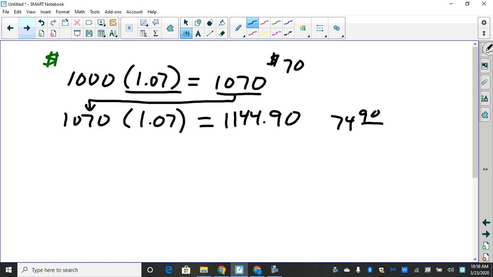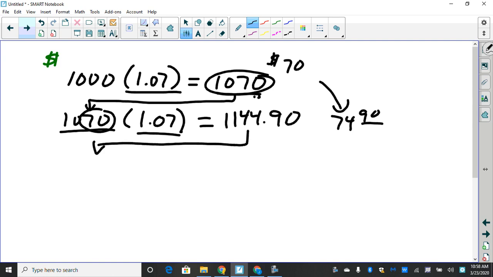Why did I get more interest the second year than I did the first? I'll let you chew on that for a second. Well, hopefully you can see that I'm earning interest on the interest I earned in the first year. That's called compounding. So this is what I start my next year with. So I'm earning interest the next year on $70 more than I did the year before. So you can see what happens here as you continue on.